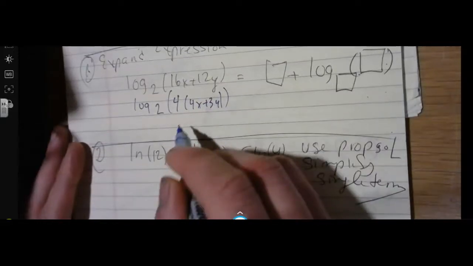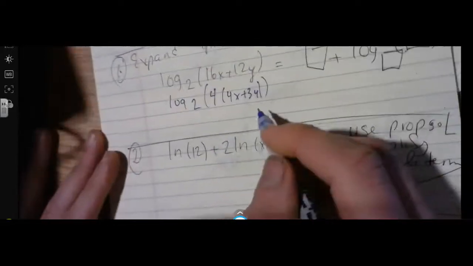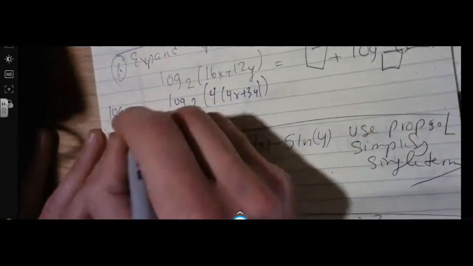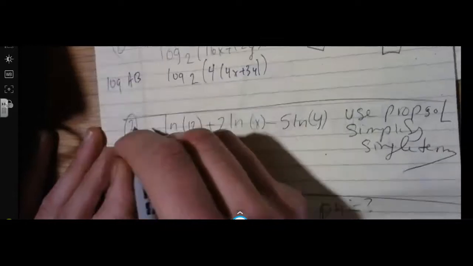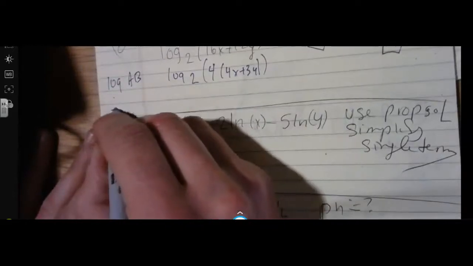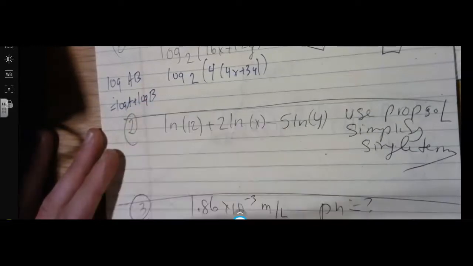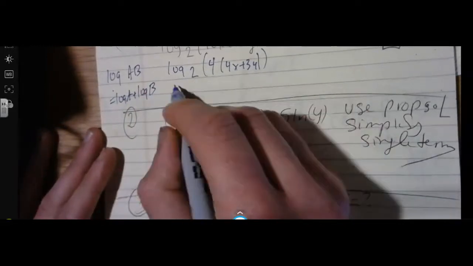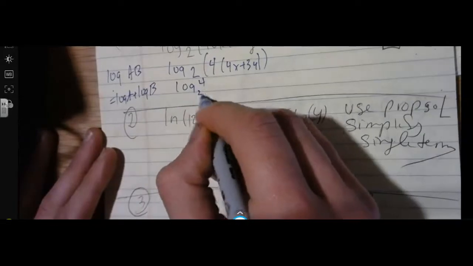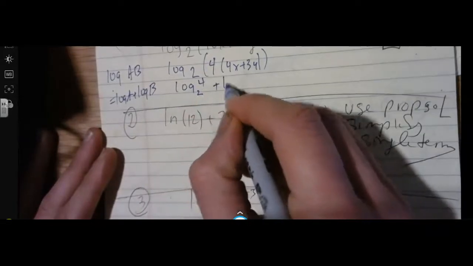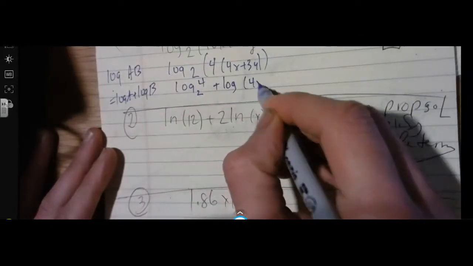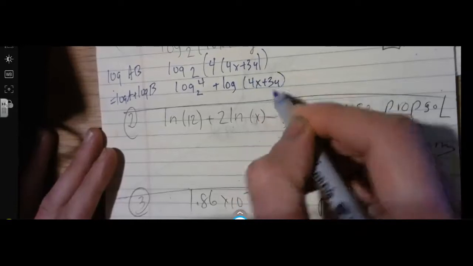And by doing that, then you could use the log rule that we have, which is log of AB. If it's the same base, you could say that that's equal to log of A plus the log of B. So therefore, we can break this part up. This is going to be log of 4 base 2 plus log of 4x plus 3y base 2.